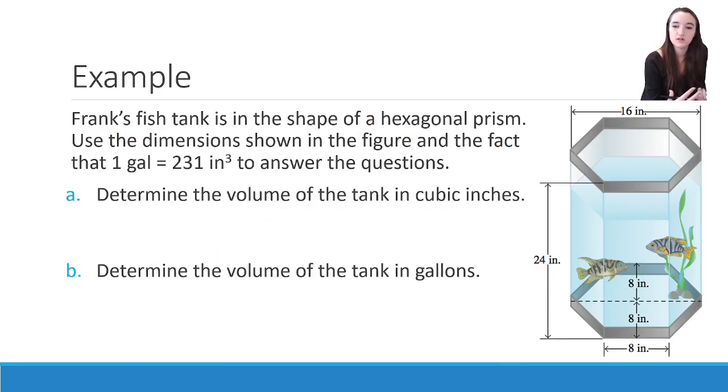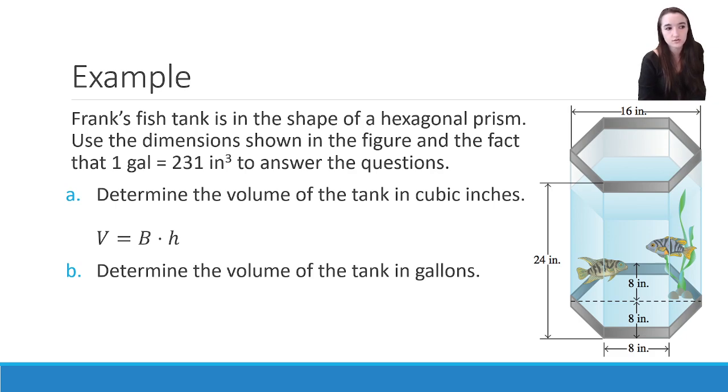Now, let's apply our new knowledge of prisms. So Frank's fish tank is in the shape of a hexagonal prism. We're going to use the dimensions shown in the figure and the fact that 1 gallon is 231 cubic inches to answer the question. So first, determine the volume of the tank in cubic inches. To do that, we want to think, this is what type of solid? Well, it is a prism, specifically a right prism, with a base of a hexagon. So we know that the volume is the base times height, but we don't know the area of a hexagon. We were never given a formula for the area of a hexagon.